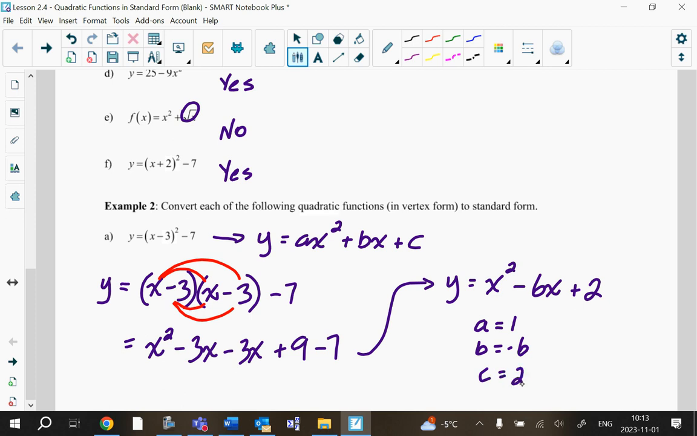Okay. So it's pretty straightforward going from vertex form to standard. You just have to multiply out what's in the parentheses, simplify, and make sure everything's in the right order. That's pretty straightforward.